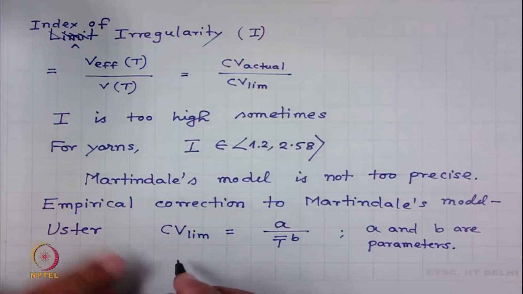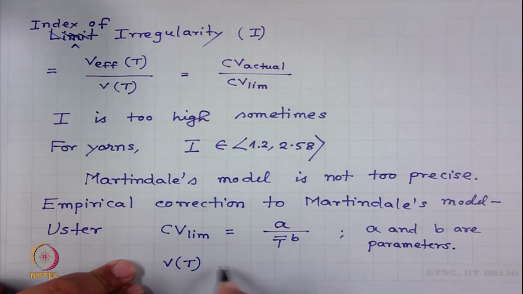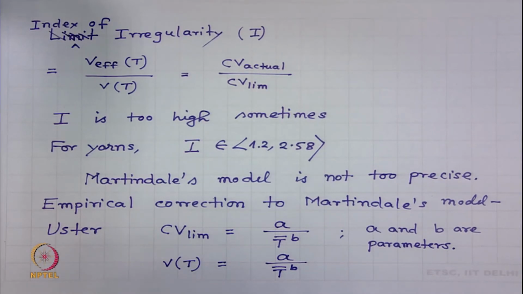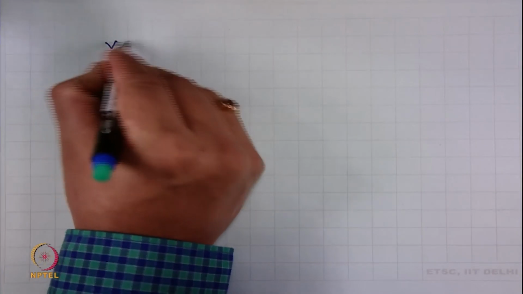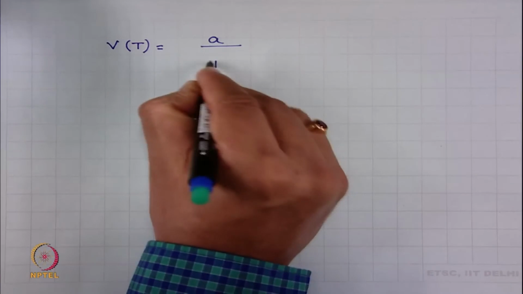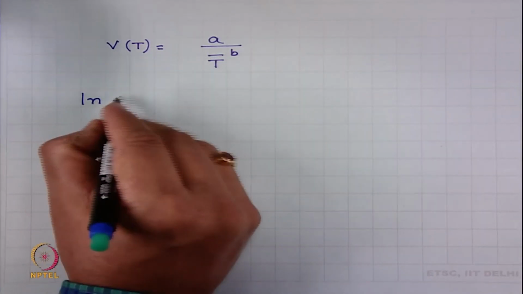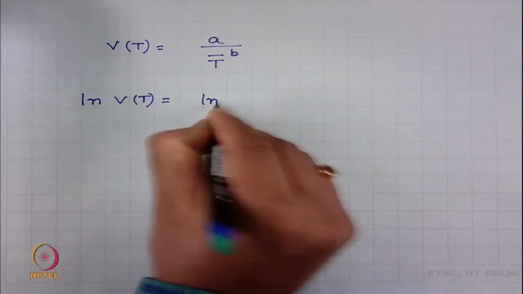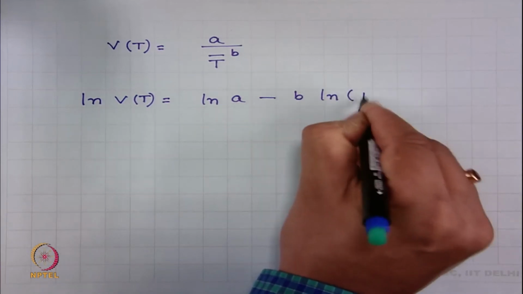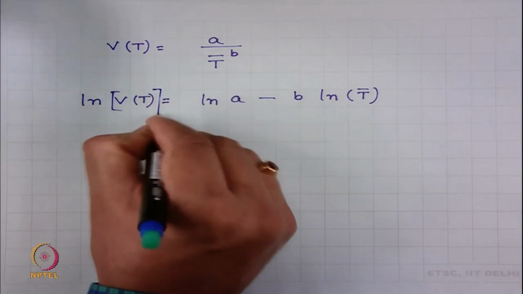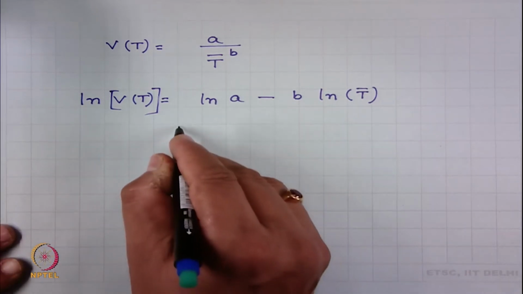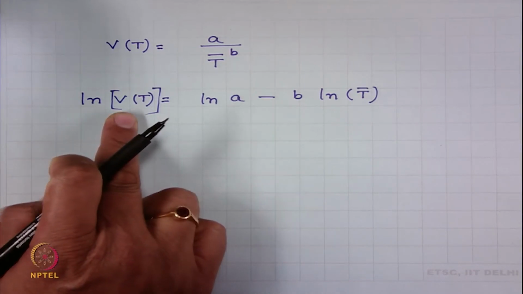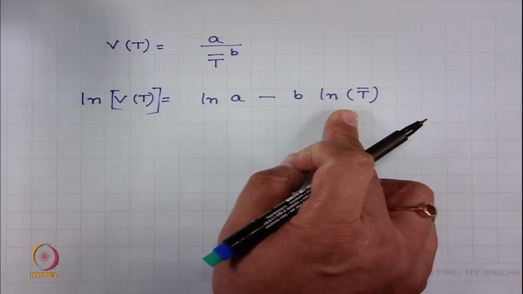If we write V t is equal to A by B, then what happens is that if we take logarithm both sides, and plot this along the y axis and this along the x axis, we obtain a linear curve.